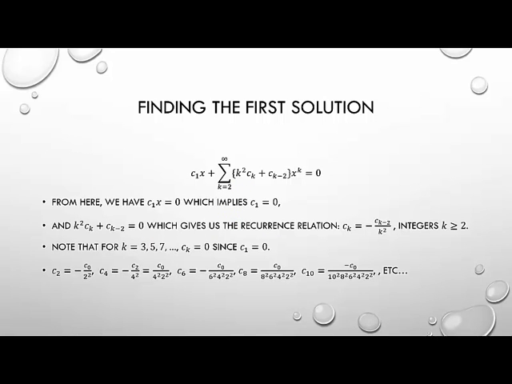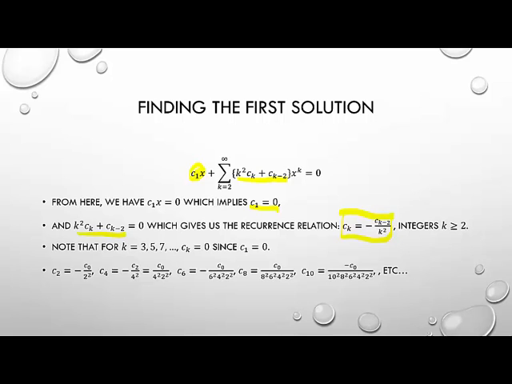So now that we have our differential equation simplified, we can see that the c1 will become 0, and then we'll have k squared c_k plus c_{k-2} equal to 0. And that's going to give us a recurrence relation of c_k is equal to negative c_{k-2} over k squared.